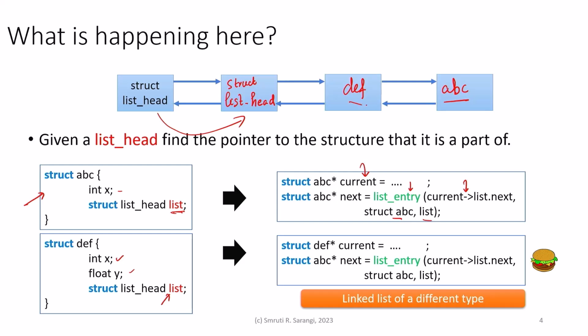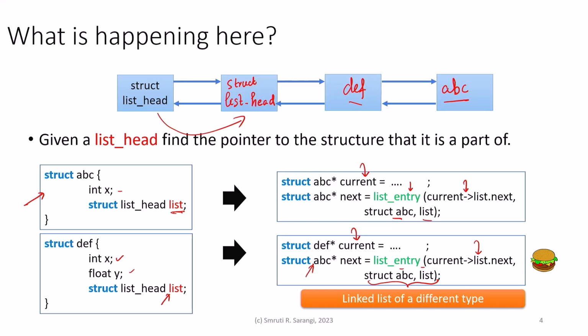This is perfectly allowed in this scheme because both will have a list entry and they will point from one to the other. What I do is that a DEF can point to an ABC because, let the current one be struct DEF star, I do the same trick, current list dot next. That's the pointer. But mind you, in this case, the trick that I play is the offset that I compute. Because I know that the next entry is an ABC, I compute the offset with respect to struct ABC and list. That gives me the correct pointer for struct ABC.